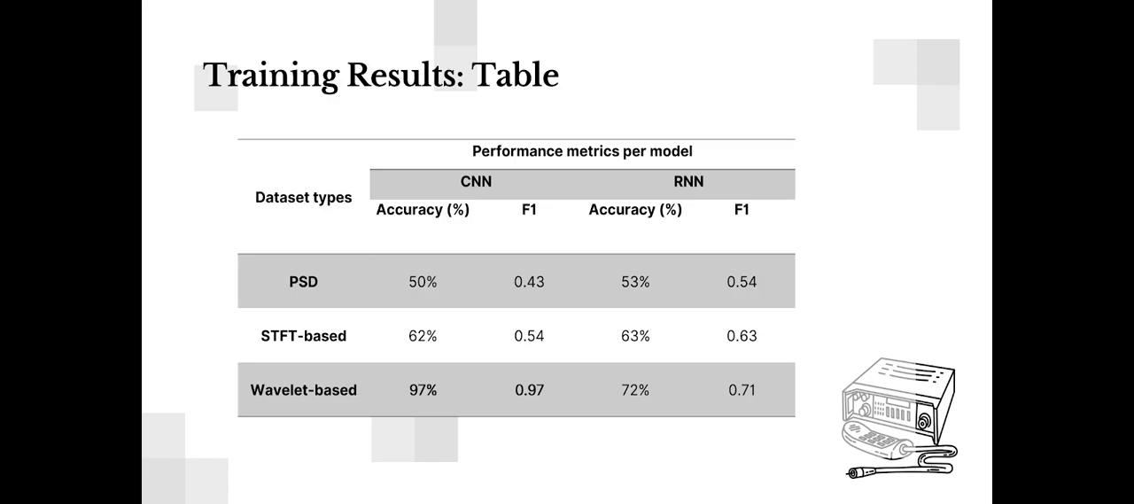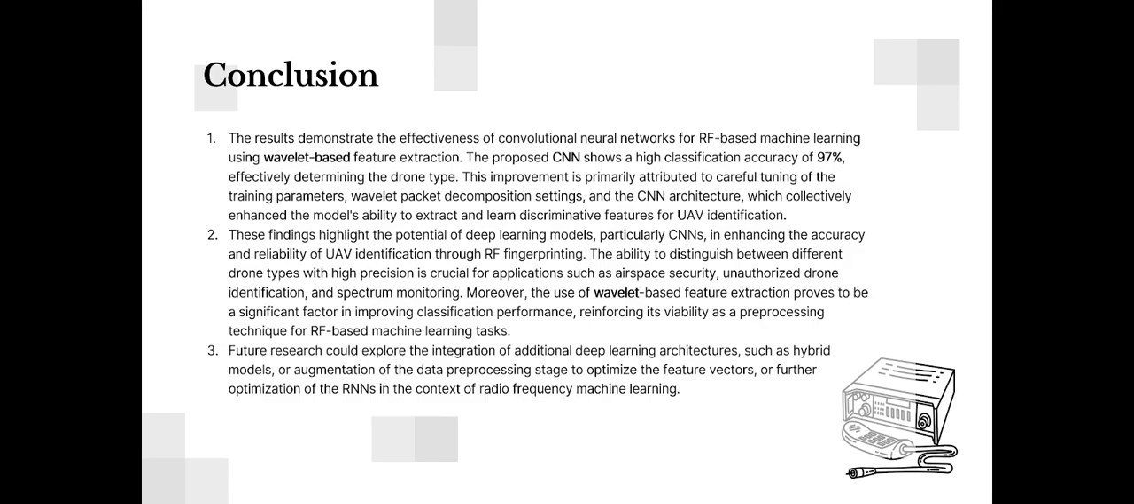In conclusion, deep learning networks, especially CNNs, are highly effective for RF-based drone identification, and combined with wavelet-based feature extraction provide a huge increase in accuracy. In our case, 97%, which surpasses past models depicted in previous research by 7%. This method supports secure, accurate, and scalable UAV detection in real-time settings. Future research could explore the integration of additional deep learning architectures, as well as further optimize the recurrent neural networks in the context of radio frequency machine learning. Thank you very much for your attention.